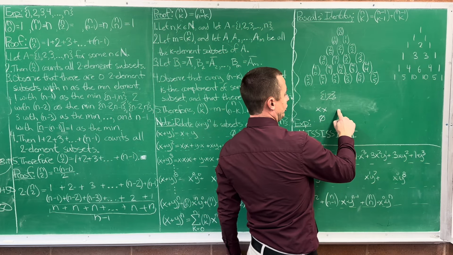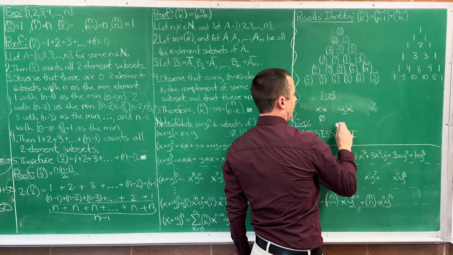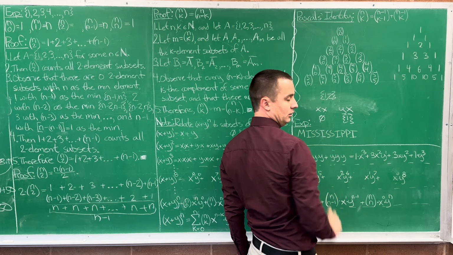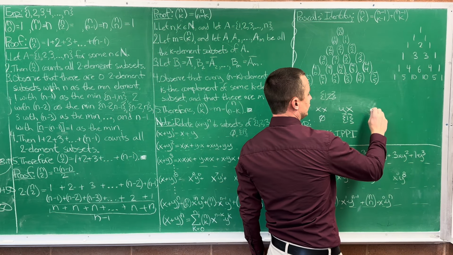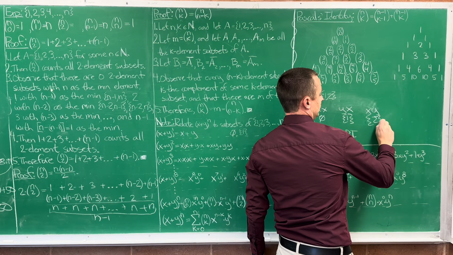Let's look at the next one. Should I include the first element? We'll say yes. And should I include the second one? No. That gives me the set containing 1. Next one. Should I include the first element? No. Should I include the second element? Yes. That gives me 2.